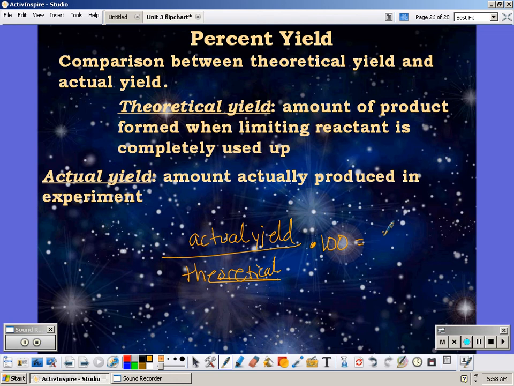Now, should you get a number more than 100? No. If the actual yield is more than the theoretical yield, that means somehow you've contaminated your product with other things. Something was added to your products that shouldn't have been there. So when you're working these problems, you really shouldn't have a percent yield greater than 100. If you do, then something's wrong with your numbers. Most likely you're dividing upside down.